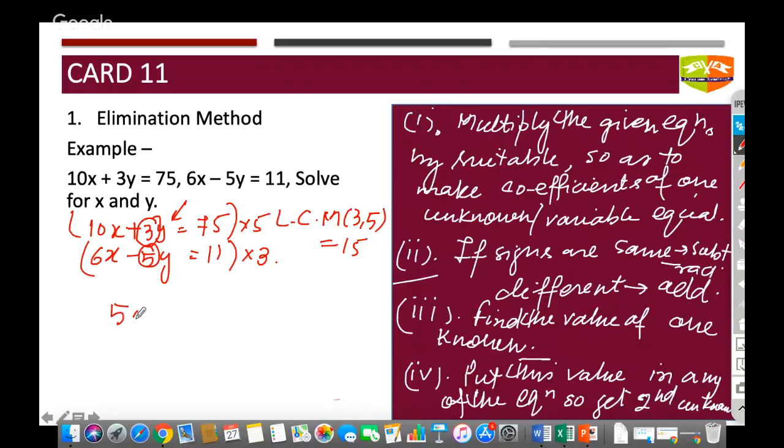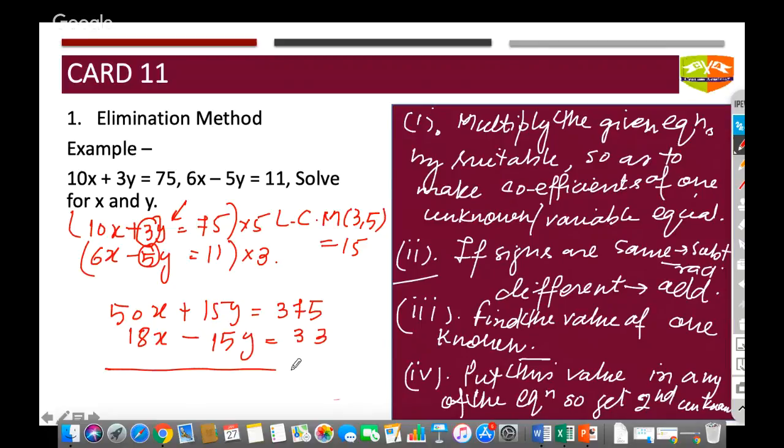So this becomes 50x plus 15y is equal to 75 into 5, which comes out to be 375. And multiplying this with 3, you get 18x minus 15y is equal to 33. Now I need to eliminate y because the coefficients of y are the same. In this case, as the signs are different, I'll just add them. After addition, y will get eliminated. So this gives me 68x is equal to 408.